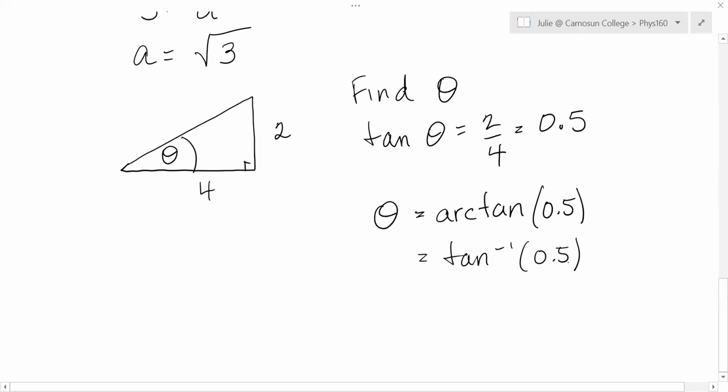Just quickly punch that out for you. I think my calculator is in degrees. I hope so. And so this angle would work out to 26.6 degrees.